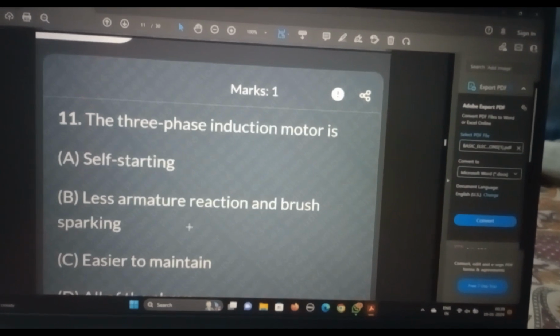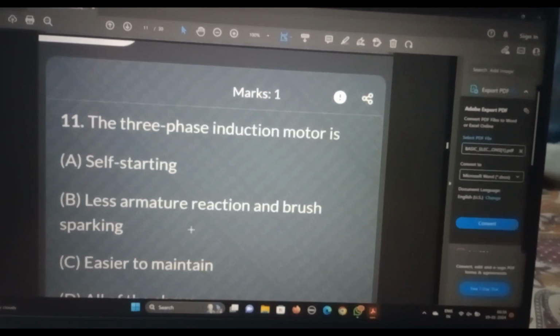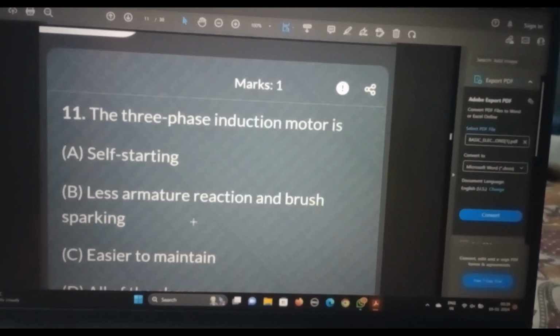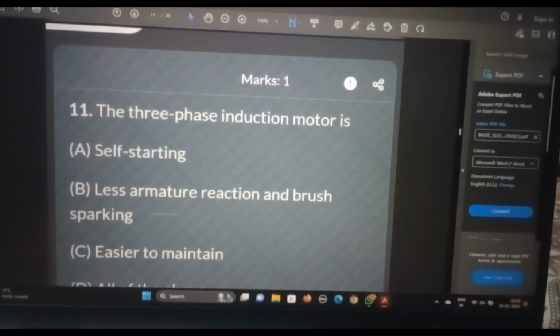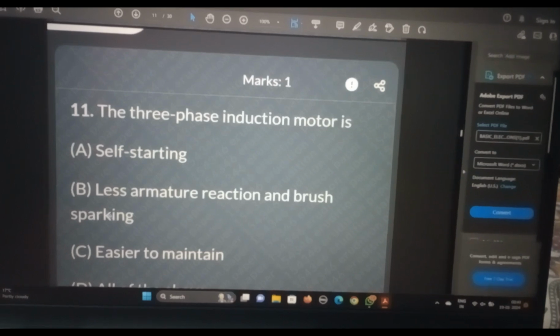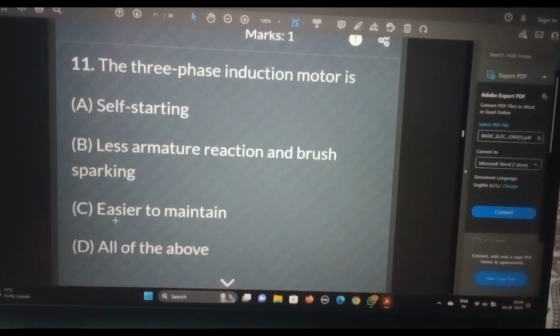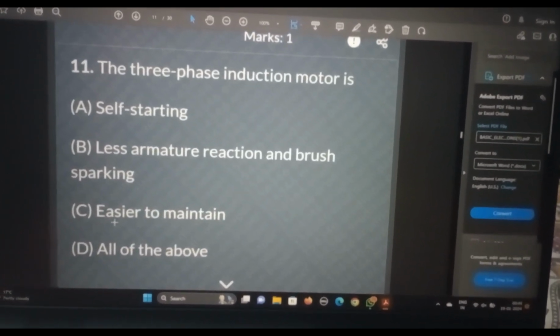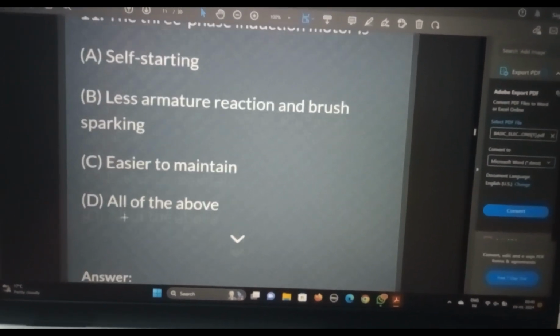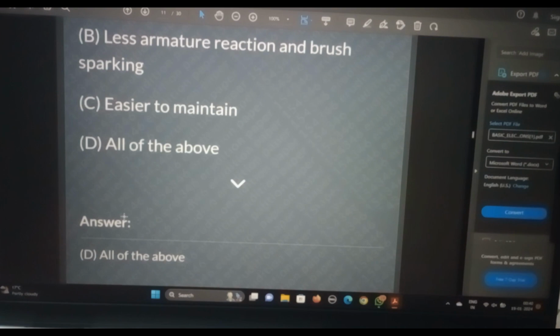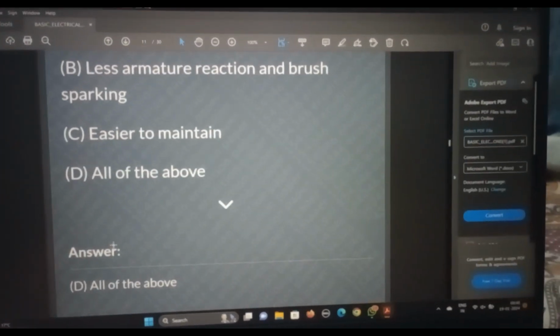Number 11. The three-phase induction motor is: option A, self-starting; option B, less armature reaction and brush; option C, easier to maintain; option D, all of the above. The right answer is option D, all of the above.